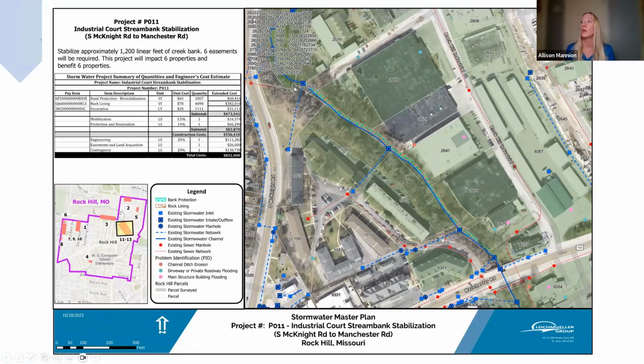And creek bank erosion back here. So a couple of these properties have tried to do a little bit of stabilization on their own because the creek is encroaching closer and closer to their buildings. However, this would be an engineered creek bank stabilization solution and be a long area at about 1,200 linear feet of creek bank that would need to be stabilized, and therefore a little bit more expensive than some of the other creek bank stabilization projects I've discussed tonight at $832,000.